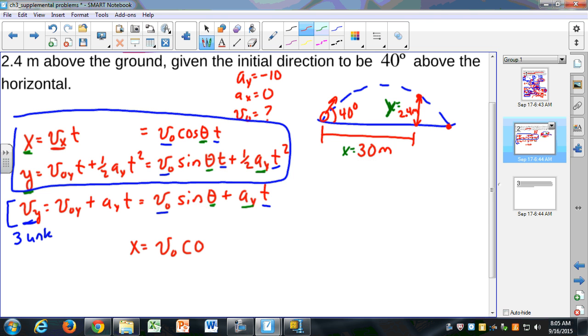No, your 2.4 isn't negative here because we're taking this to be y equals 0. And then over here, it's upwards from that point. So it's y equal positive 2.4. It's only when you're going down that your y displacement is negative. That's a good question.